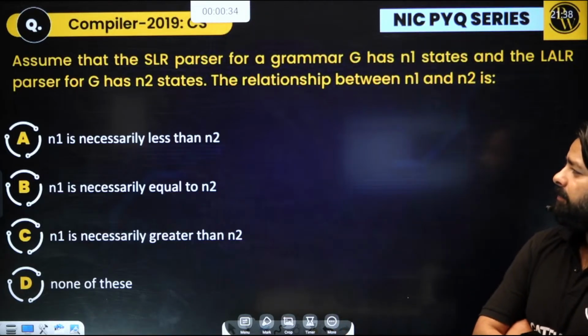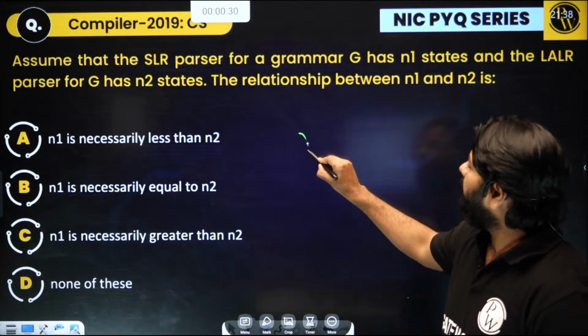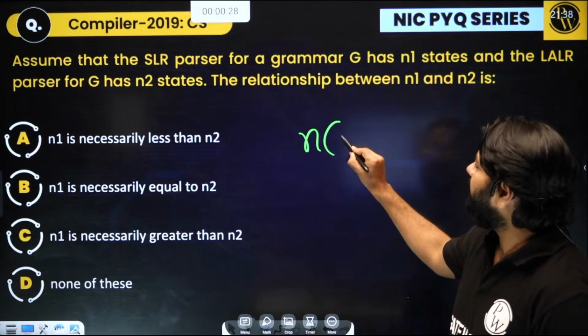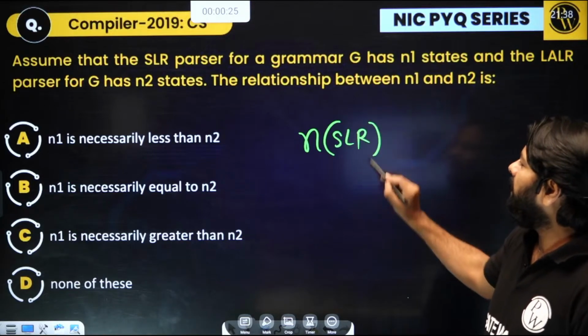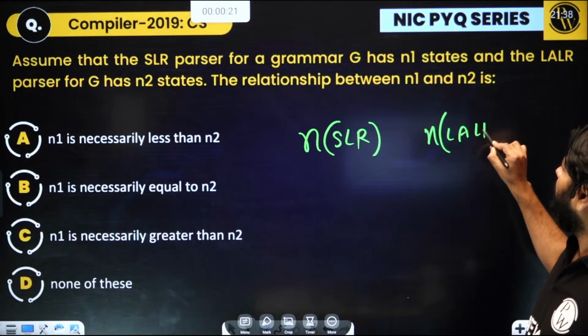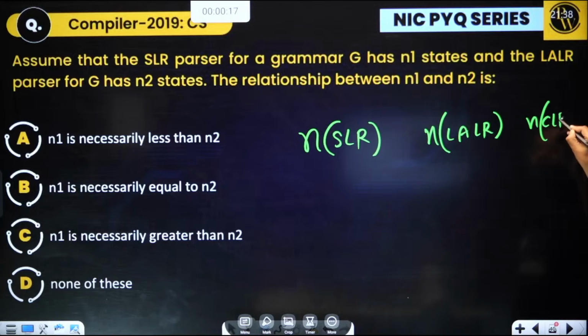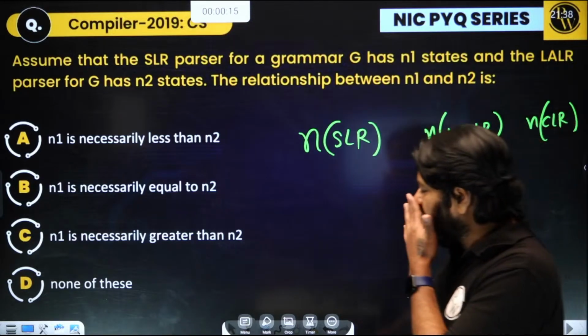What is the answer? Not enough of this. It's just mentioned N1 is the number of states of SLR1 and N2 is the number of states of LALR1. Even if they ask in the exam the number of states in CLR, then you can make a relation. You know this point already.